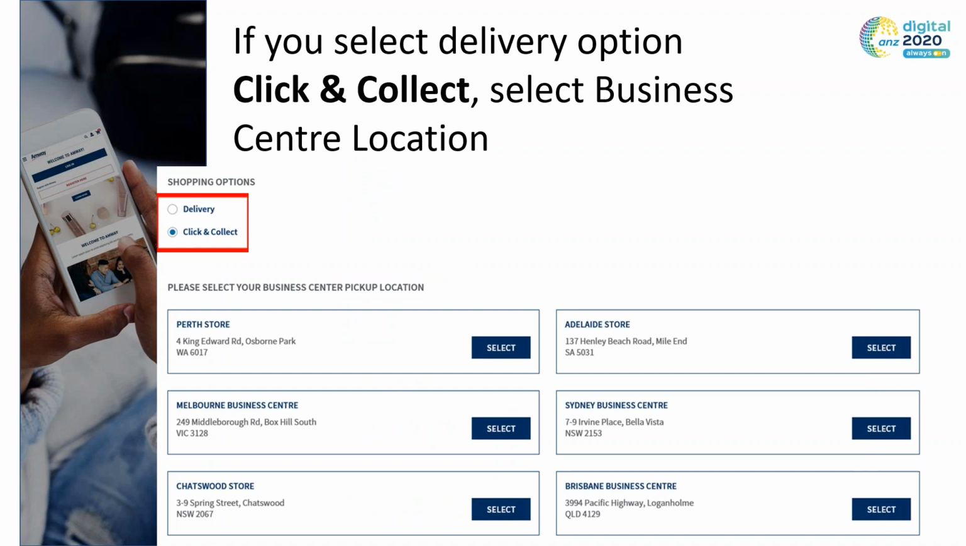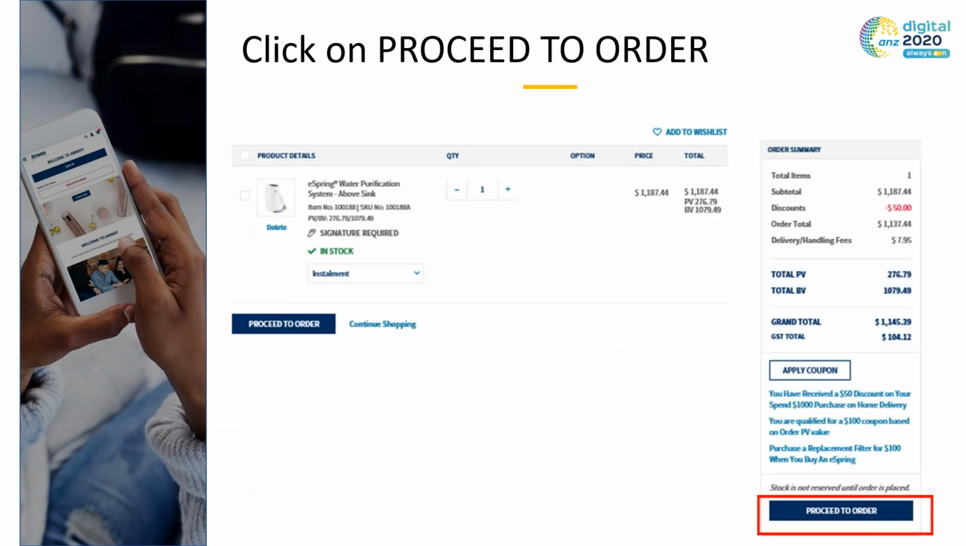Click and collect. It's going to go to your business centre that you stipulate. For example, if you're living in Perth, it's going to go to the Osborne Park store. So you're going to select Perth store. Now you're going to proceed to order. So you're happy with that order.